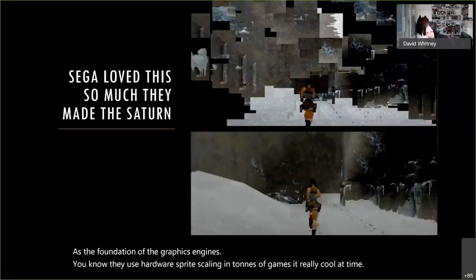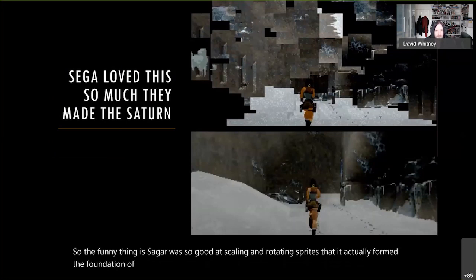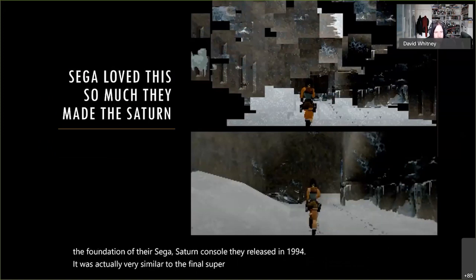So the funny thing is, Sega was so good at scaling and rotating sprites that it actually formed the foundation of their Sega Saturn console they released in 1994. It was actually very similar to the final Super Scaler arcade boards in hardware design.